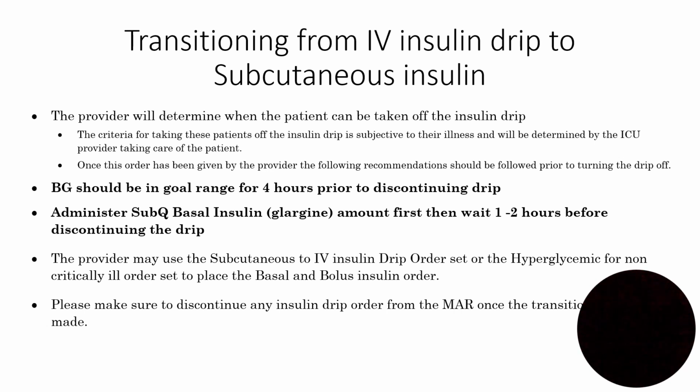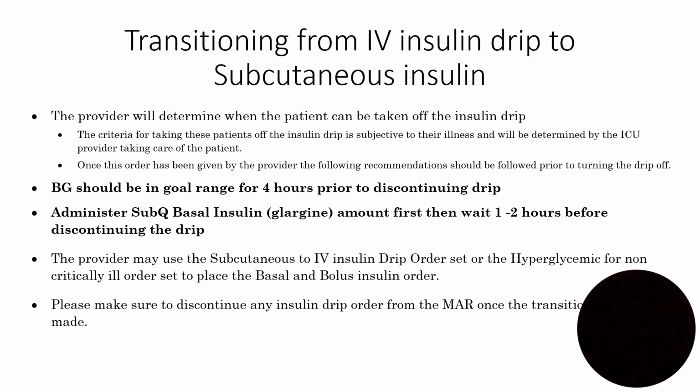Transitioning from IV insulin drip to subcutaneous insulin. The provider will determine when the patient can be taken off the insulin drip. The criteria for taking these patients off the insulin drip is subject to the illness and will be determined by the ICU provider taking care of the patient. Once this order has been given by the provider, the following recommendations should be followed prior to turning the drip off. Blood glucose should be in goal range for 4 hours prior to discontinuation of drip.